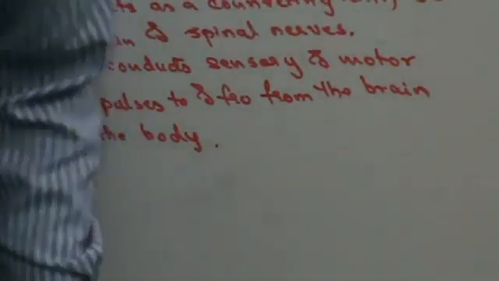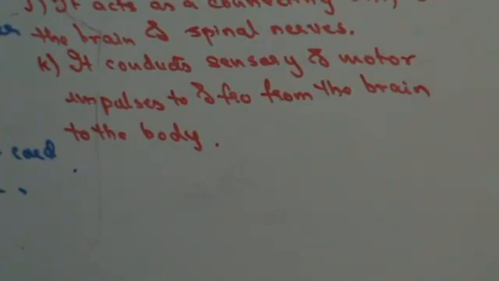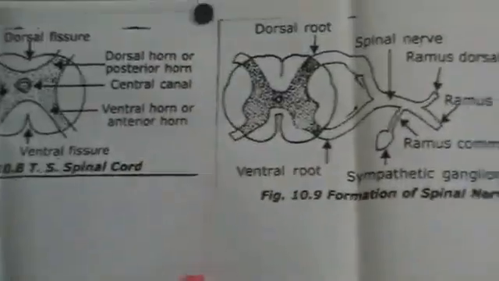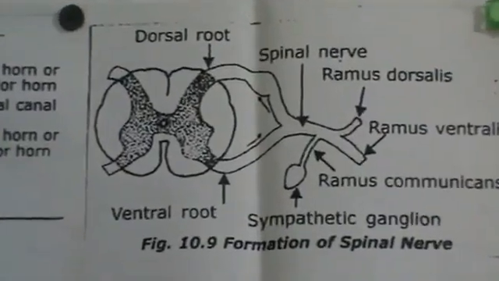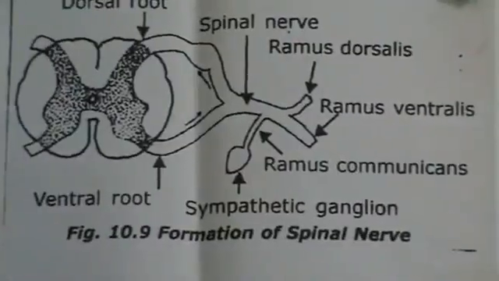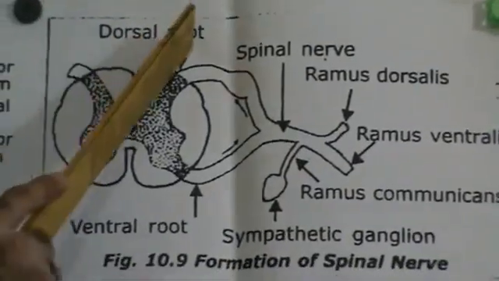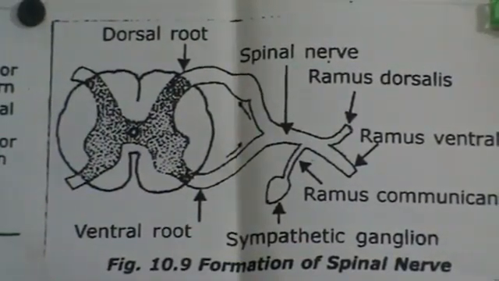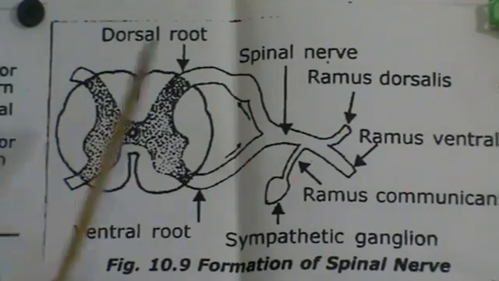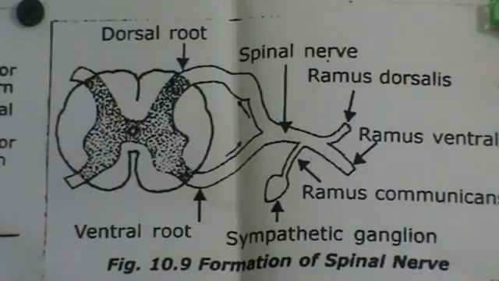Next, let's see the formation of a spinal nerve. Now, guys, can you see this diagram, please? You have 31 pairs of spinal nerves which originate from the spinal cord. Each spinal nerve is formed by the union of dorsal and ventral roots of the grey matter. The dorsal root is sensory, whereas the ventral root is motor. Thus the spinal nerve is of mixed type, because it has both sensory as well as motor impulses.